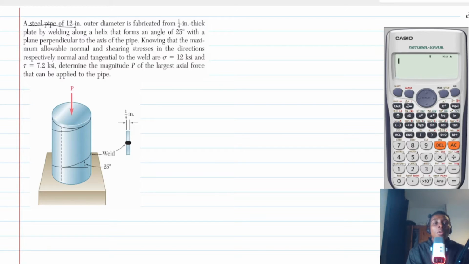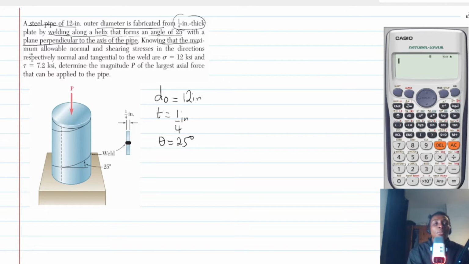So we have a steel pipe of 12-inch outer diameter and it is fabricated. So let's write the values as we go. So 12-inch outer diameter, fabricated from 1/4-inch thick plate. So the thickness is 1/4 inch, by welding along a helix that forms an angle of 25 degrees with a plane perpendicular to the axis of the pipe. So in fact, theta is actually 25.